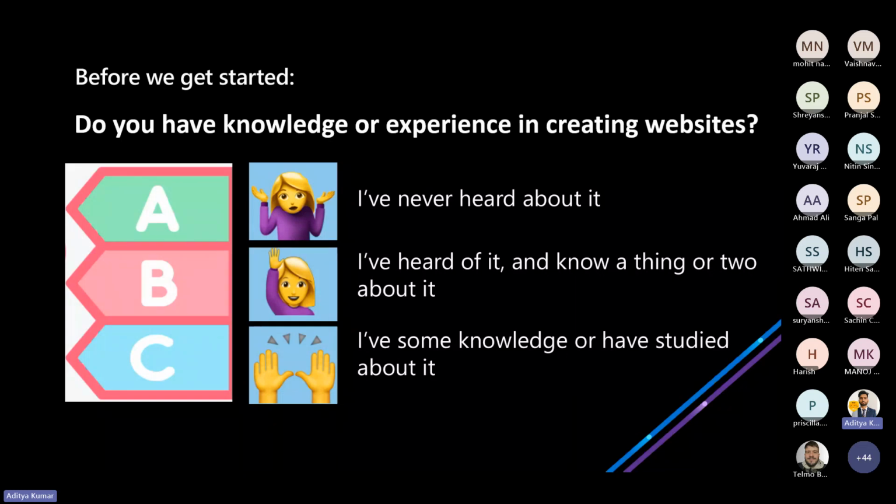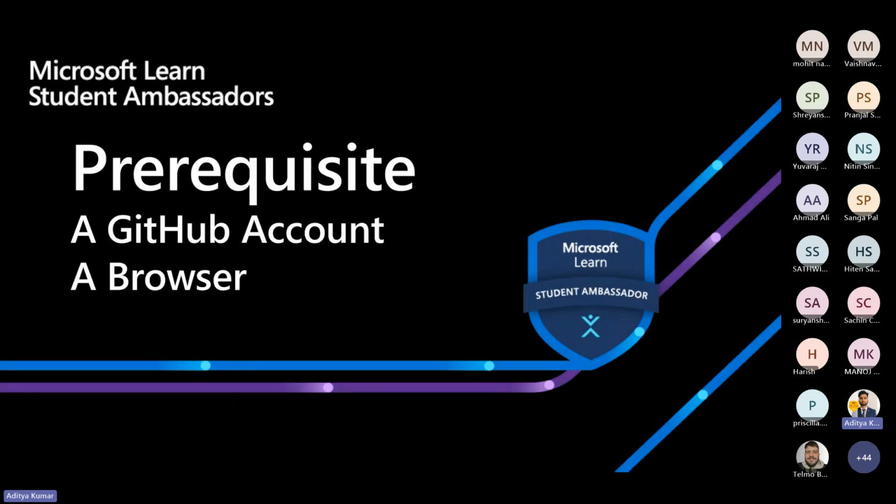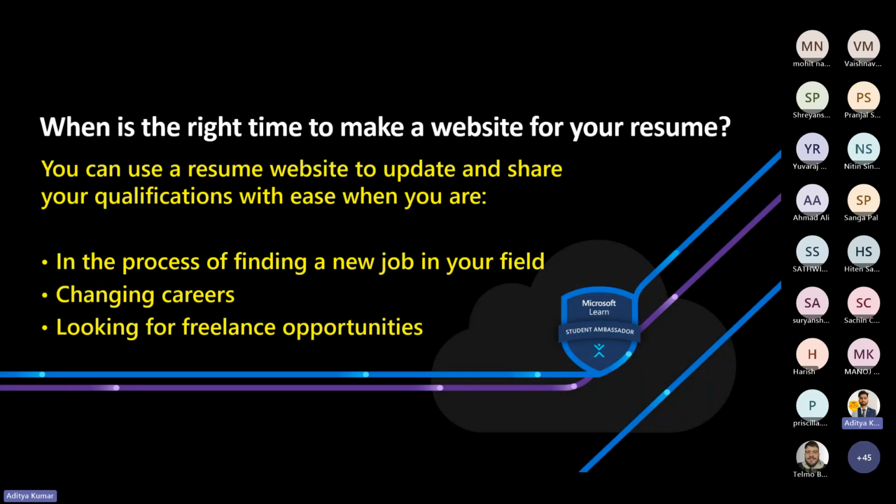Okay, so I guess we should move ahead. Before moving ahead, I guess Sangha has already mailed you the prerequisites for today's event. Firstly, you will have to make a GitHub account. I guess most tech people are now creating a GitHub account first, and of course you should have a browser. Okay, so let's move ahead. Let's start with today's event.